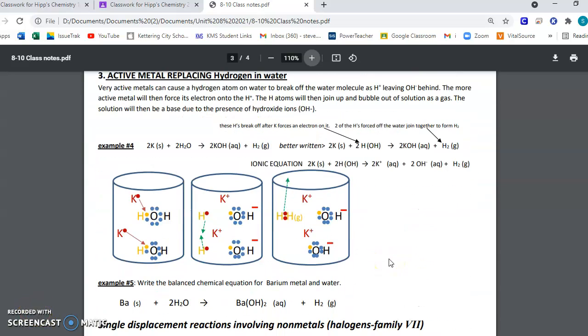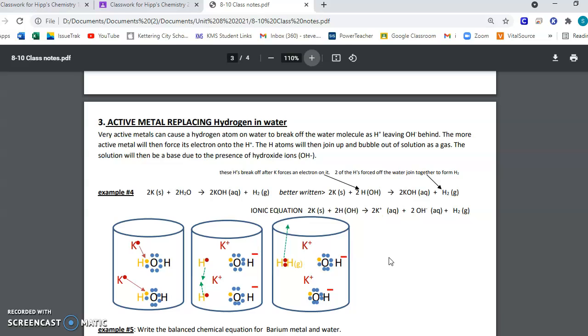Let's move on to the reaction we mentioned briefly already. The very active metals can actually replace hydrogen on the water molecule. They can force hydrogens on a water molecule to take electrons. Which metals can do that?